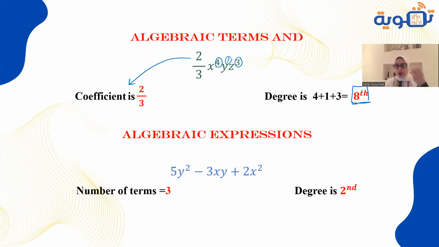An algebraic expression has terms with adding or subtracting between them. It can be 1 term, 2 terms, 3 terms, and so on. So this one, I have 1, 2, 3. So the number of the terms is 3.